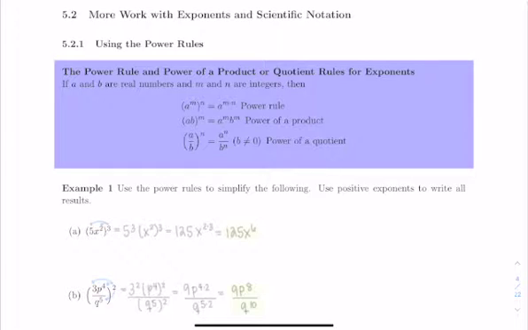So let's go ahead and use the power rules to simplify the following. Make sure we only use positive exponents when we write. So we have 5x squared cubed. This means that every single piece needs to get a cubed power. It's like we're distributing the power. So we have 5 cubed, and then we have x squared cubed. Well, 5 cubed is 125, and I have a power raised to a power, which means I need to multiply the powers together. So we get 2 times 3, or we end up with 125 x to the 6th.